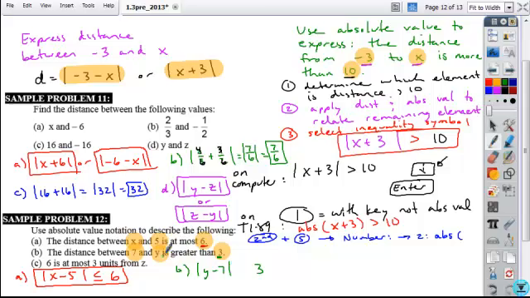And I know that this distance is greater than 3. So can it be more than 3? Yeah. Can it equal 3? No. So that would be your inequality.